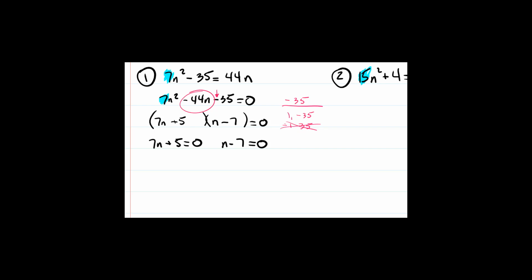When I solve each one, I'll get 7n equals negative 5, and then you divide both sides by 7, you'll get n equals negative 5/7 on the left. On the right side, only one step there, add 7 to both sides, and you get 7. So my two answers are negative 5/7 and 7. Those are my two values for n.